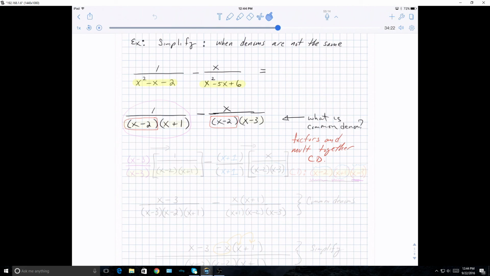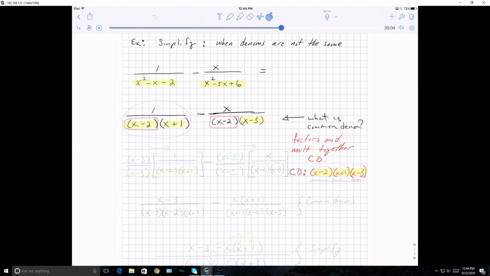But both of these have an x minus 2. So the common denominator in this case might be the quantity x minus 2 times the quantity x plus 1 times the quantity x minus 3. Notice I'm only taking one of the x minus 2 factors because there's two of them, and there's one of each of the others. So I'm just multiplying each one of the pieces together.